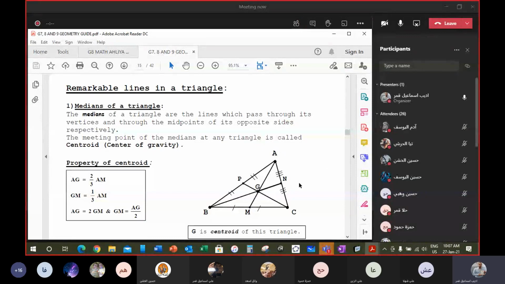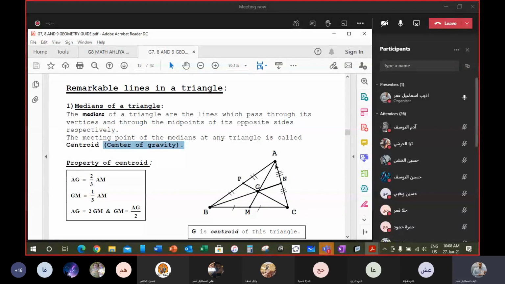Property of the centroid. It cuts the median. هاي كثير ركزنا عليها. تقطع الميديان لـ two parts, a small part and a big part. The small part is 1/3 of the median and the big part is 2/3 of the median.